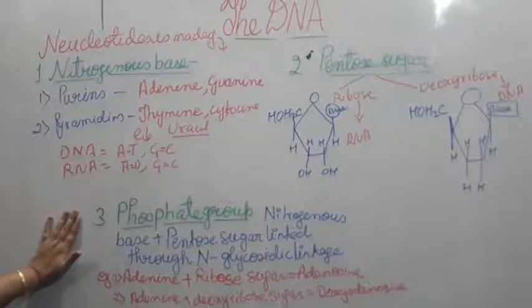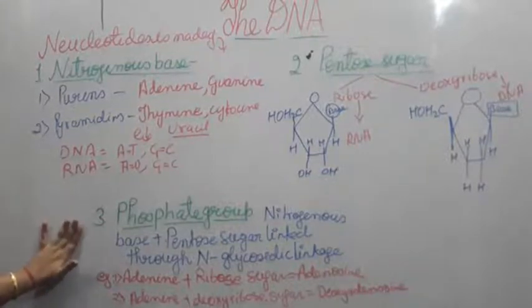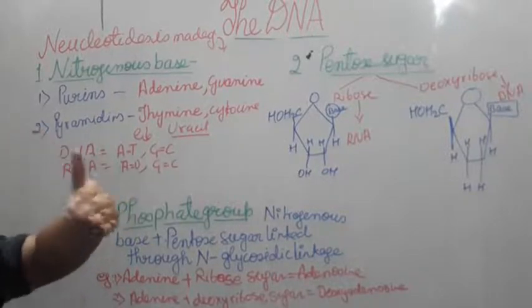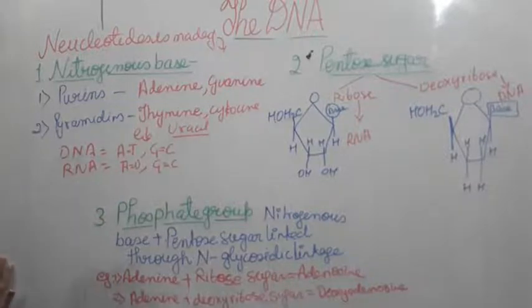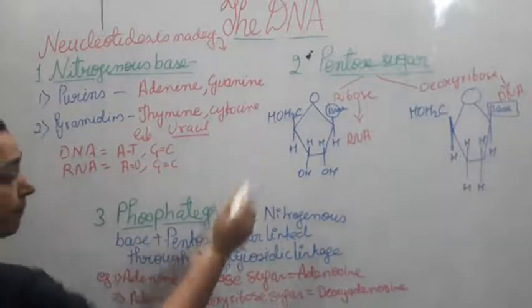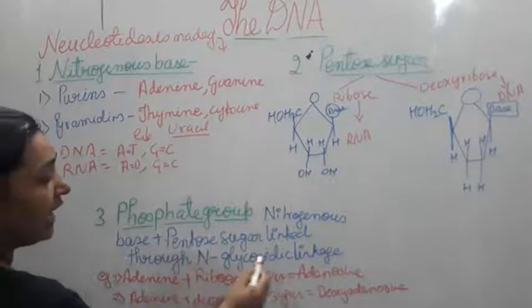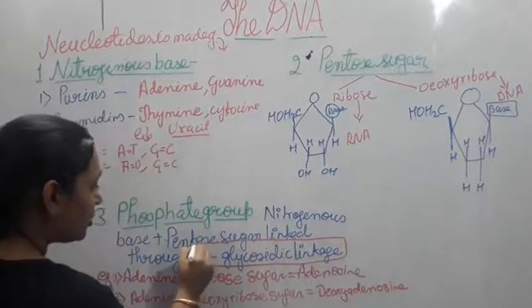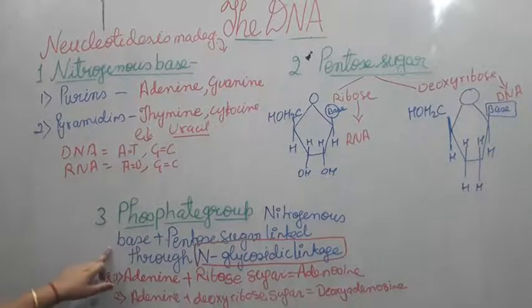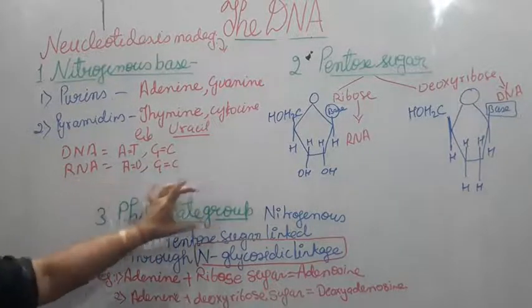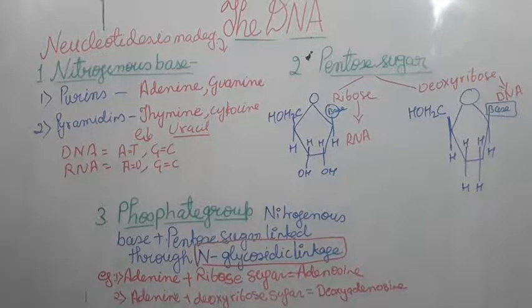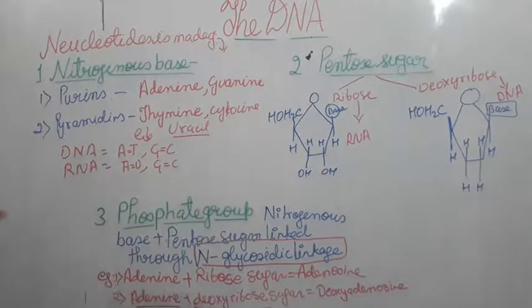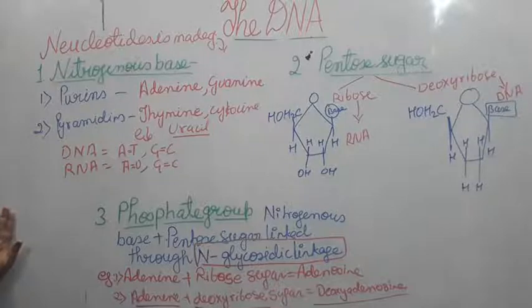Now let's see the third part that DNA is made up of, the phosphate group. The phosphate group is the bond, the lining, on which the nitrogenous base and pentose sugar are lined. The nitrogenous base and pentose sugar are linked through the N-glycosidic linkage. For example, adenine plus ribose sugar is equal to adenosine. Adenine plus deoxyribose is equal to deoxyadenosine. So now you have come to know the structure of DNA.